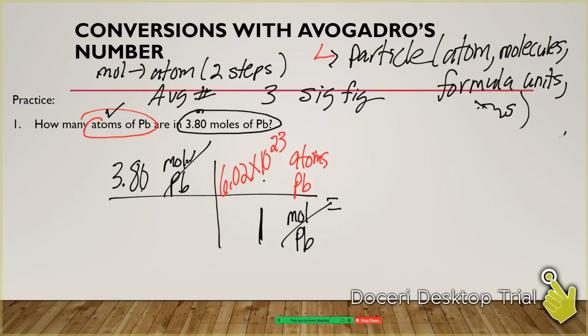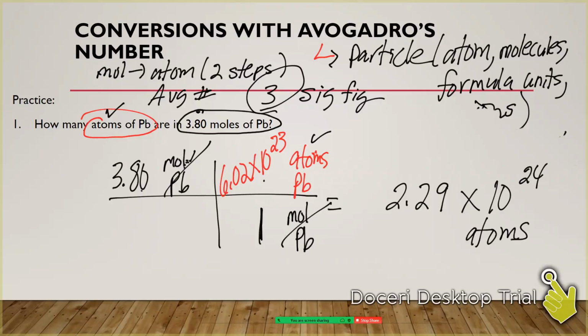Leah, what'd you get for that? Now remember, we want only 3 sig figs, so that would become 2.2 what? And then did you get an exponent at E? Okay, so times 10 to the 24. And my units are always right there, atoms. So that's a conversion where you're just using Avogadro's number.